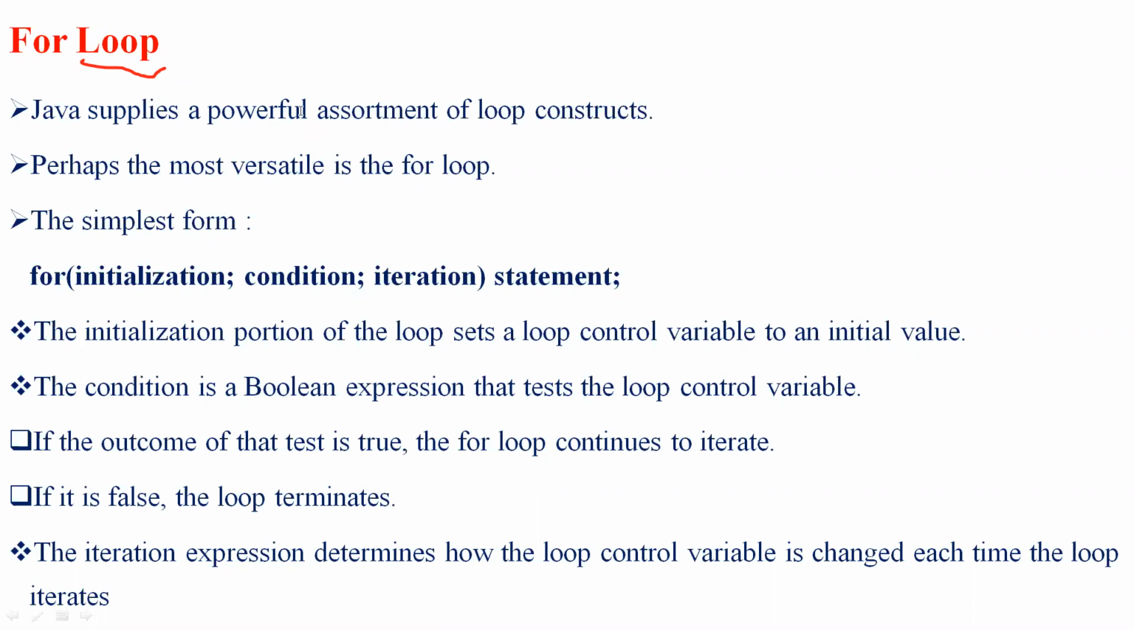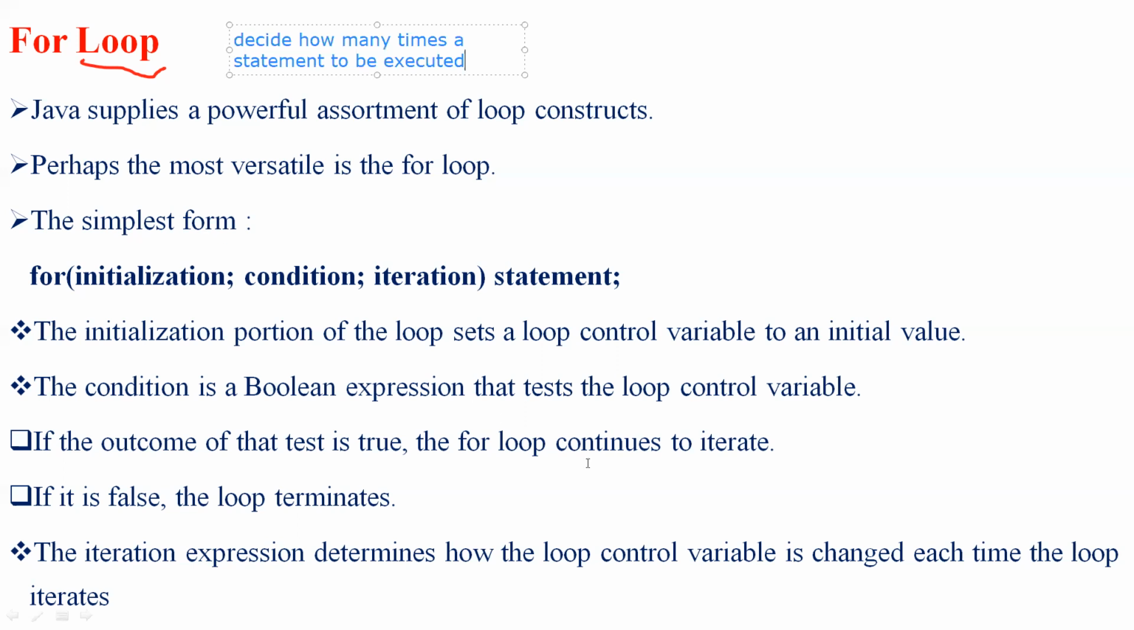By using this loop control statement, we decide how many times a statement is to be executed. By using this loop statement, we get to know how many times a particular statement is to be executed. The for loop is the more predominant, more versatile loop.